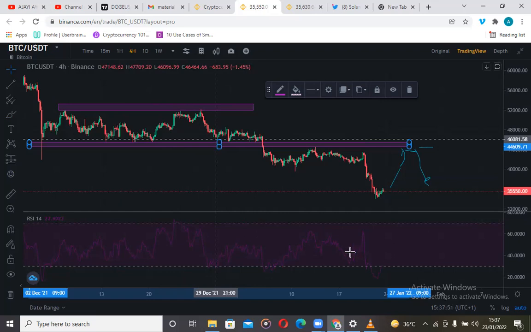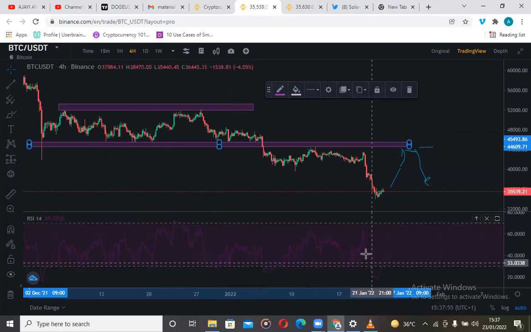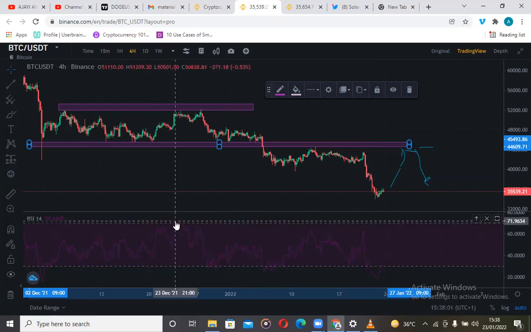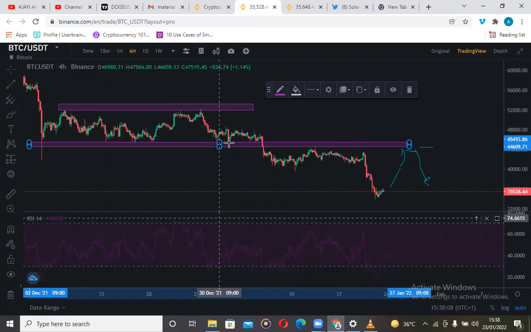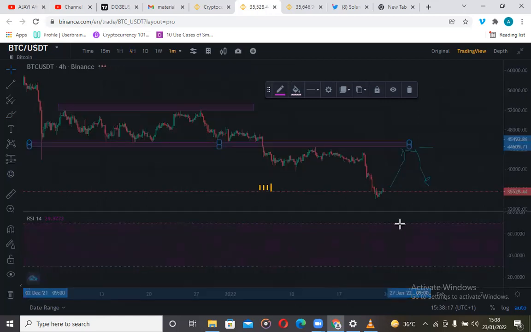So I will be waiting. I always stay glued to my RSI, so I will know where to buy and where to sell. Don't buy a coin when it's at 70 upward, and don't sell a coin when it's at 20, 30 downward. Please make use of it very well. Now let's use the 1 hour chart and check. Let me join our chat and we'll see how this thing moves.